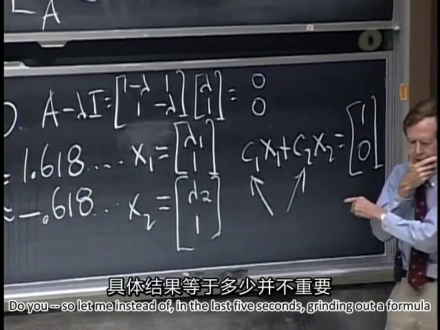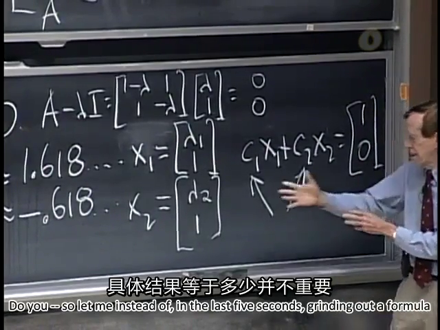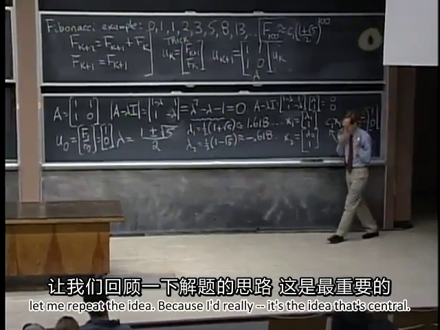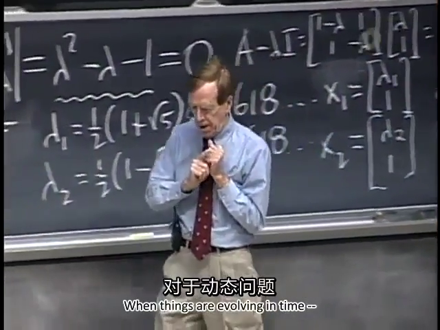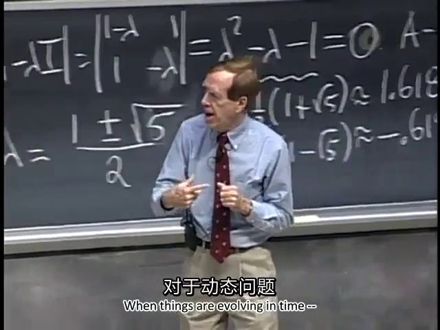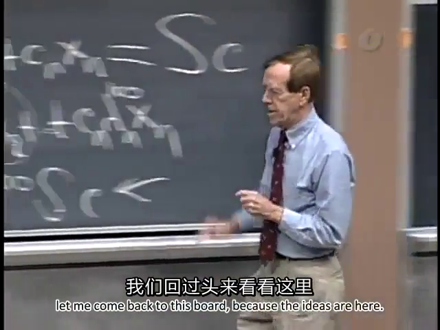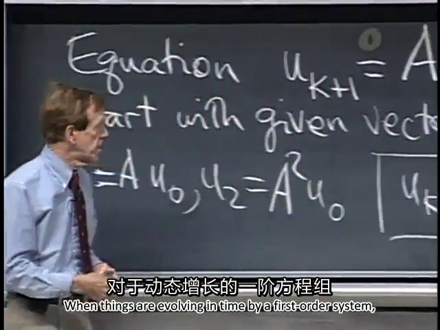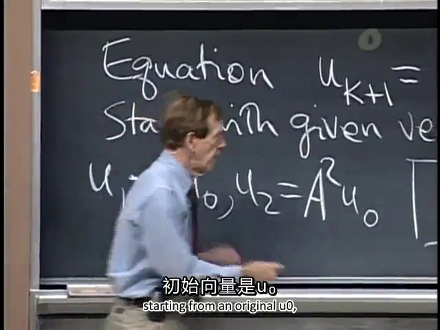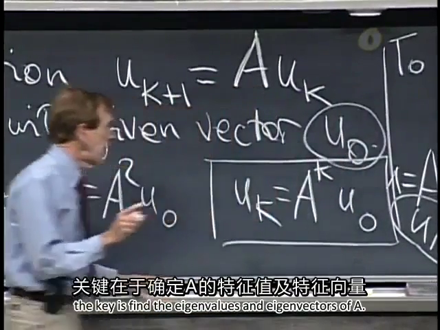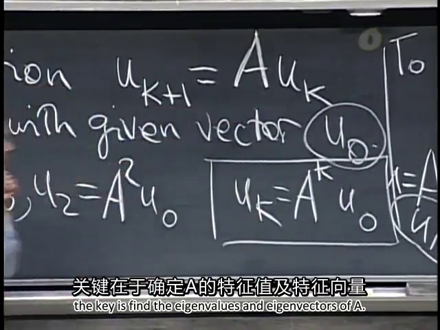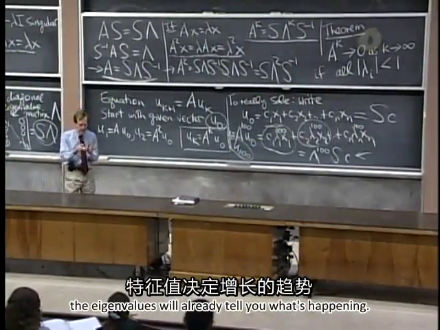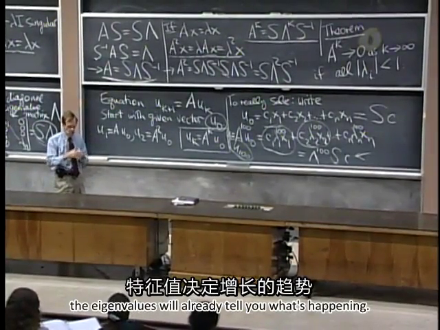So instead of grinding out a formula in the last few seconds, let me repeat the idea. It's the idea that's central. When things are evolving in time by a first-order system, starting from an original u0, the key is to find the eigenvalues and eigenvectors of A. The eigenvalues will already tell you what's happening.